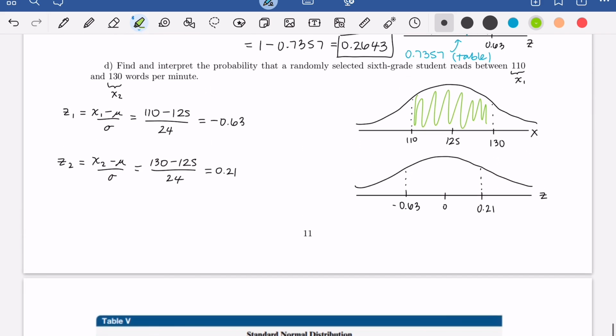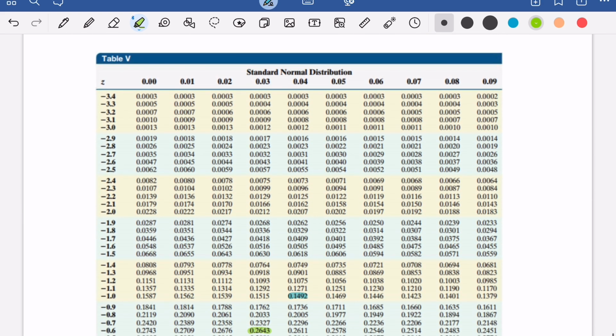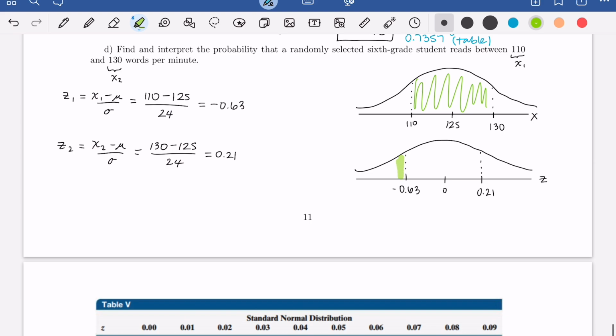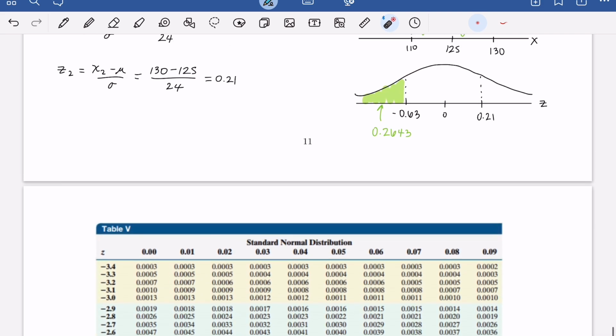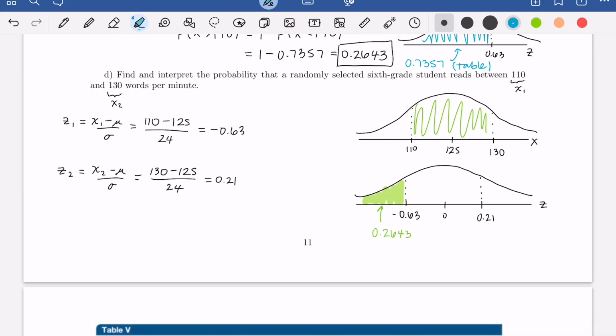So to the left of this negative 0.63 is given by 0.2643. So all of this is 0.2643. And then everything to the left of 0.21, that area is going to be 0.5832. So let's do a different color. 0.5832 is that area. Now remember, we're trying to find the area in between these.